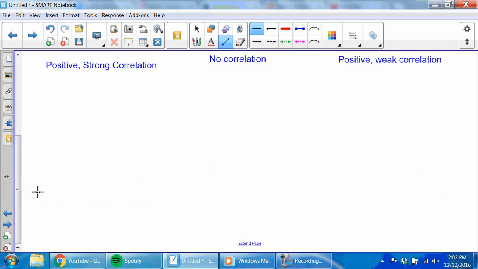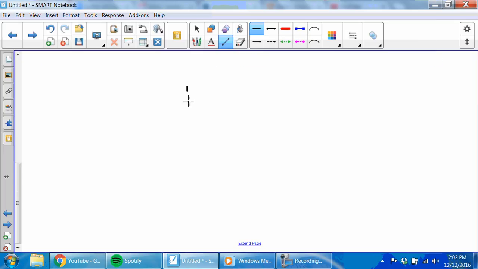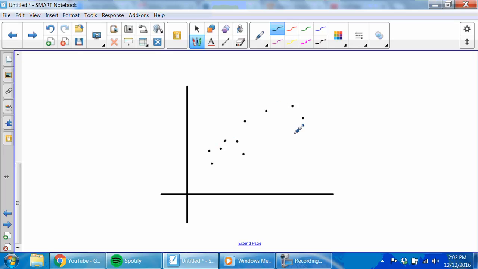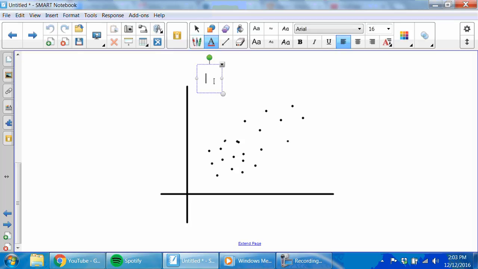Let me show an example of what a weak correlation would look like. If you had a number of dots that were increasing but were spread apart, this would be considered a positive weak correlation. So when you're identifying your scatter plots, make sure you're using both a positive, negative, or no correlation, and if it's a strong or weak correlation.